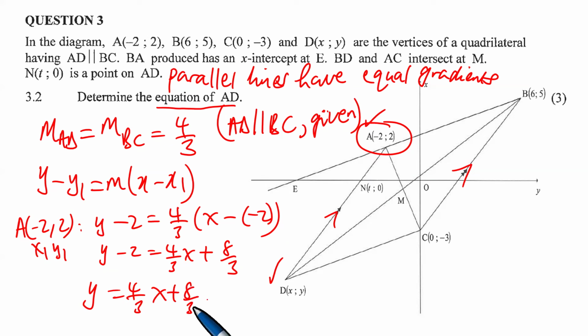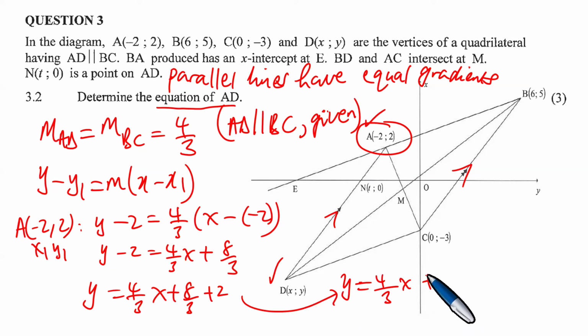4/3x plus 8/3 plus 2, which is 4/3x plus, and what is 8/3 plus 2? You know that one? 14/3. Exactly 14/3. So we just wanted to find the equation of AD. Equation of AD there. Next question.